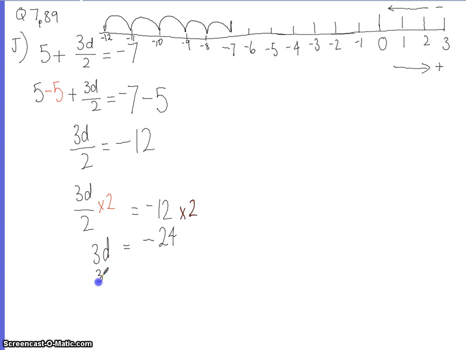So we've got 3 times d equals negative 24, and the opposite of times 3 is divide by 3. Therefore our action is to have negative 24 divided by 3. That would leave d on its own. 3 divided by 3 gives you 1d, and negative 24 divided by 3 is negative 8. A negative and a positive makes a negative. 24 divided by 3 is negative 8.